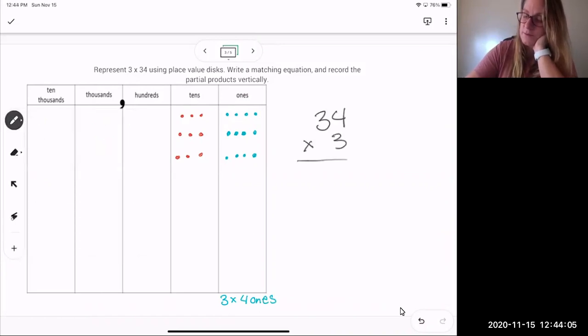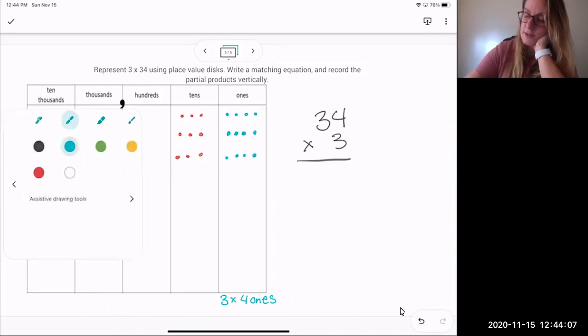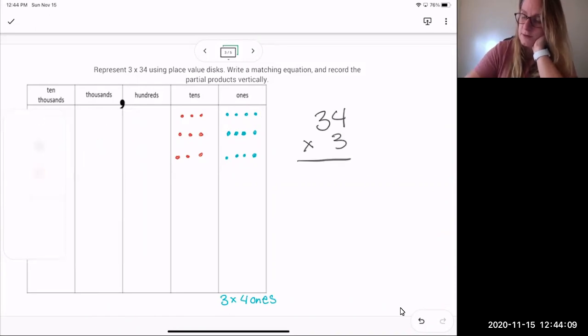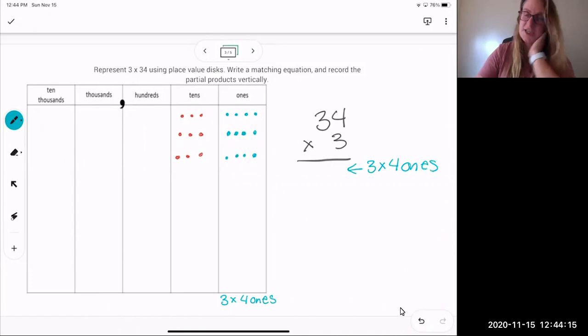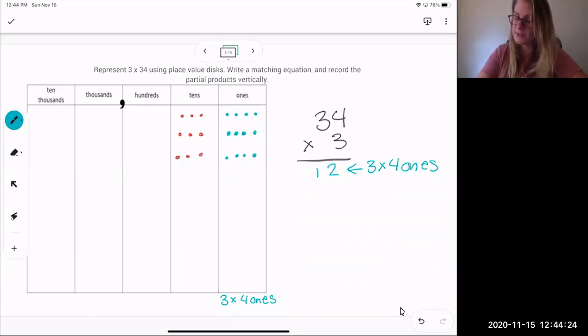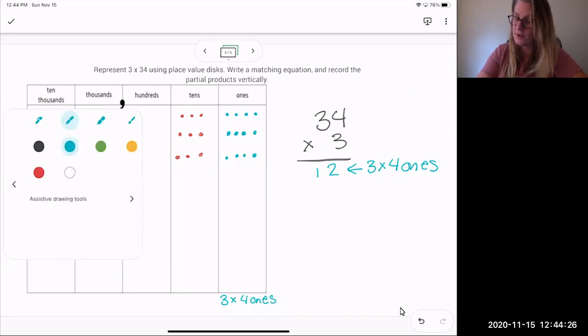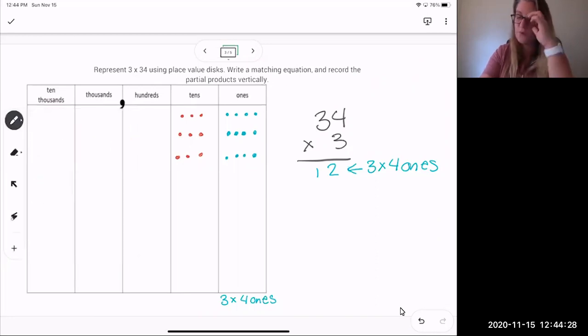So when I'm doing my partial products here, this would be 3 times 4 ones, which equals 12 ones. Now notice in our ones place, we have more than 10. So we can do some regrouping, right?